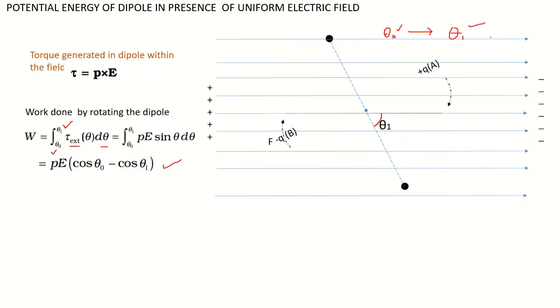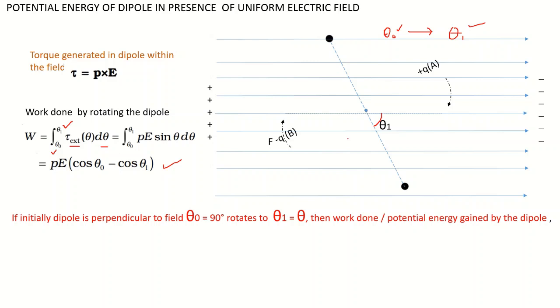Now let us consider a special case, where we consider the initial angle as 90 degrees and the final angle theta 1 as theta. There will be something special about this theta 0 case of 90 degrees. So when we obtain the potential energy or the work done by the dipole, it comes out as PE times cos pi by 2 minus cos theta. Cos pi by 2, as you know, is 0, and hence we obtain the result as minus PE cos theta, or P vector dot E vector with a minus sign.